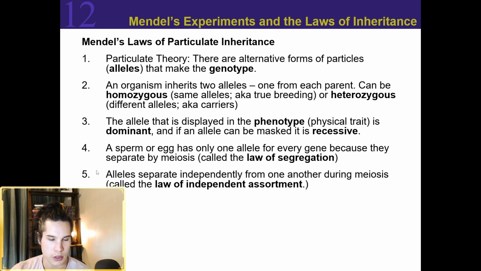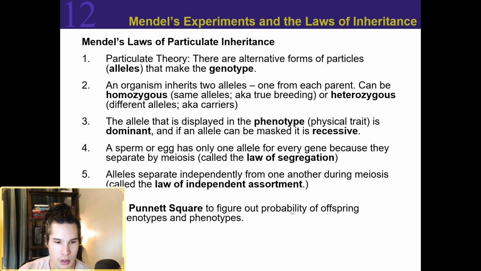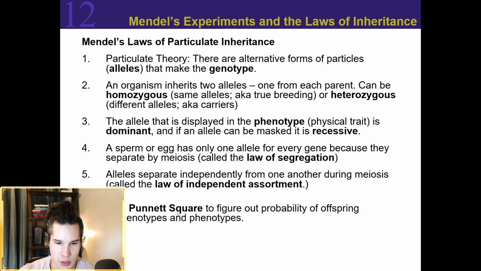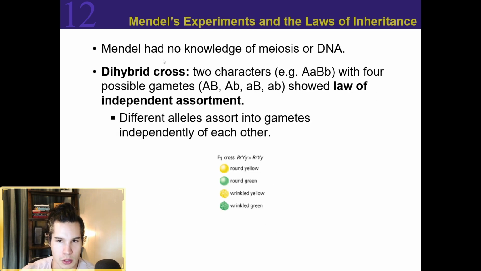All right, alleles separate. So number 5, alleles separate independently from one another during meiosis. We call this the law of independent assortment. That's something that we cover in meiosis. And then here it's prompting us to use a Punnett square to figure out the probability of offspring genotypes and phenotypes. We've already done a Punnett square or a monohybrid cross. And we're actually going to do a dihybrid cross too. So we're going to use a Punnett square. It'll just be a larger Punnett square because we're going to be looking at two different characteristics simultaneously.